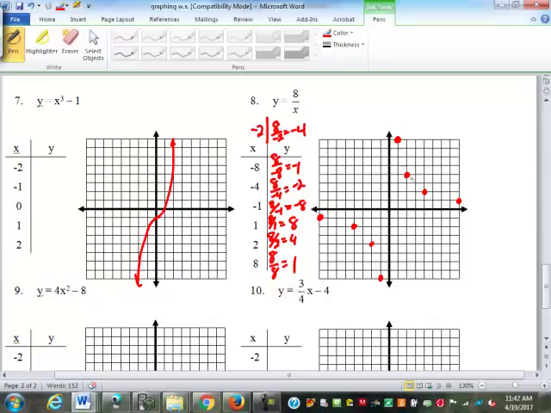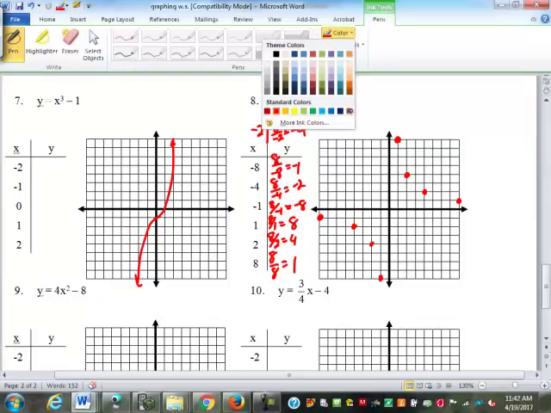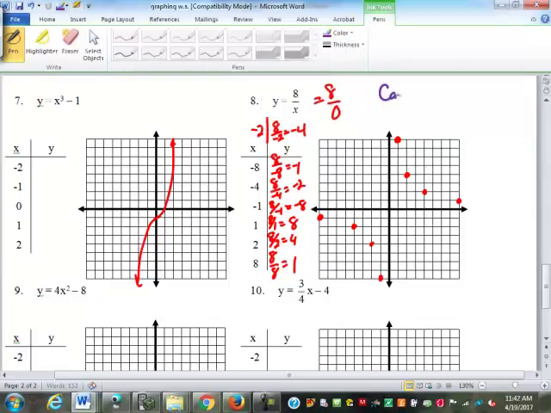Now looking at this, we look like we have a distinct curve over here on the right and on the left, but how do we get from this point to this point? And the answer is we don't. If we let x equal 0, y would be 8 over 0, and if we punch that into our calculator, it's going to tell us error. It's not going to allow us to do it. One of the big things in math is we cannot divide by 0.